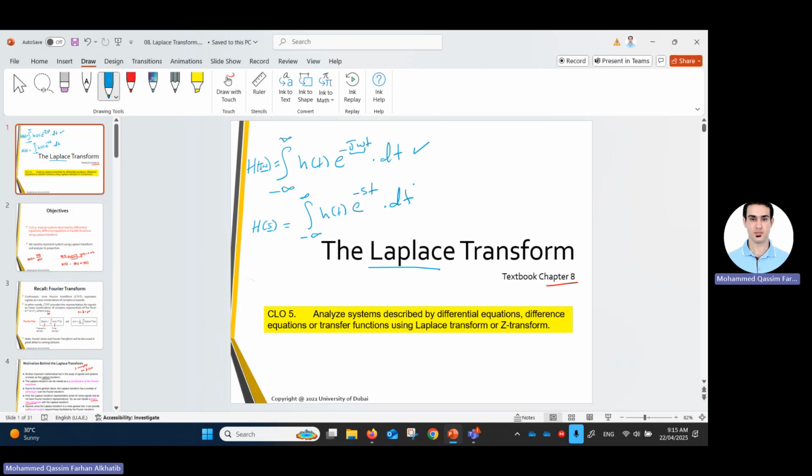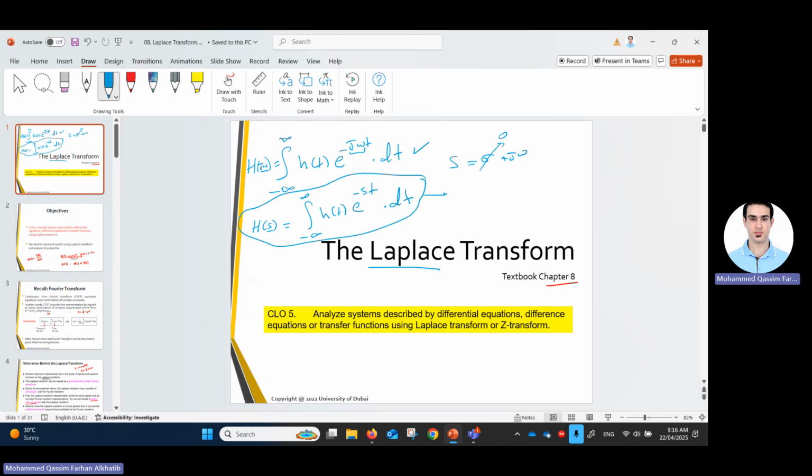However, to make it a generalization, s is typically sigma plus j omega. So if you consider sigma equal to 0, the Laplace transform will be exactly the same as the Fourier transform. So this is the mathematical expression for the Laplace transform.